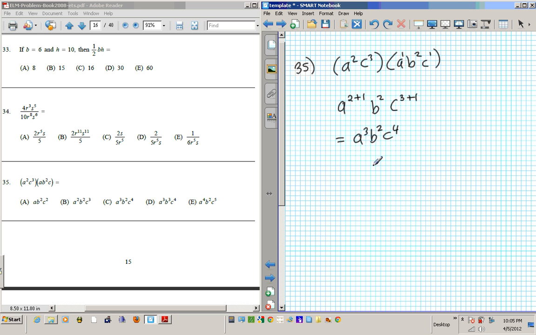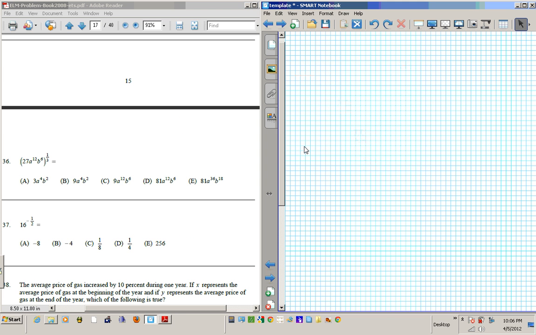Okay? All right. Let's move on to question number 36. All right, let's see. What does 36 say? 36 is a law of fractional exponents. We have 27, a to the 12, b to the 6th. We're raising that to the 1/3. So what we're going to do is distribute this power to everything. So distribute the 1/3 to 27, to a to the 12, and then to b to the 6th. Okay, so you're going to have 27 to the 1/3.